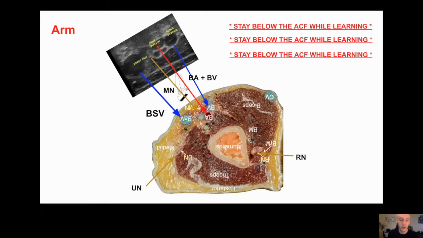Okay, so when you are learning, when you're practicing under supervision, stay well away below the ACF. There are still things in the forearm that you could hit. The radial artery, of course, it's the whole forearm, but you're not going to hit the brachial artery, which doesn't have any collaterals. You're not going to hit the median nerve. So stay well away from the elbow.